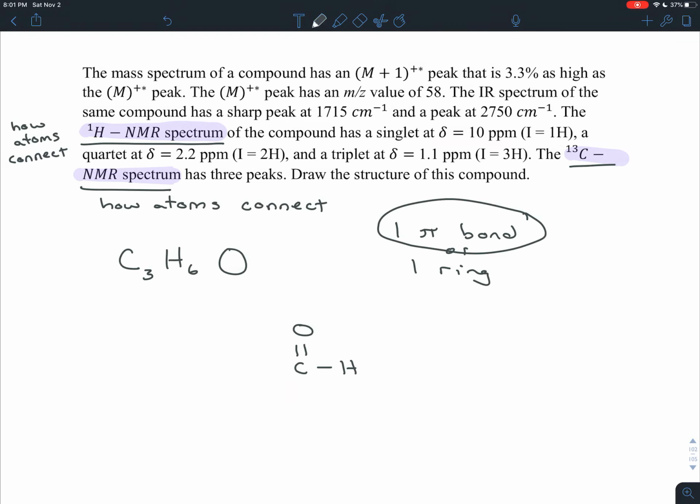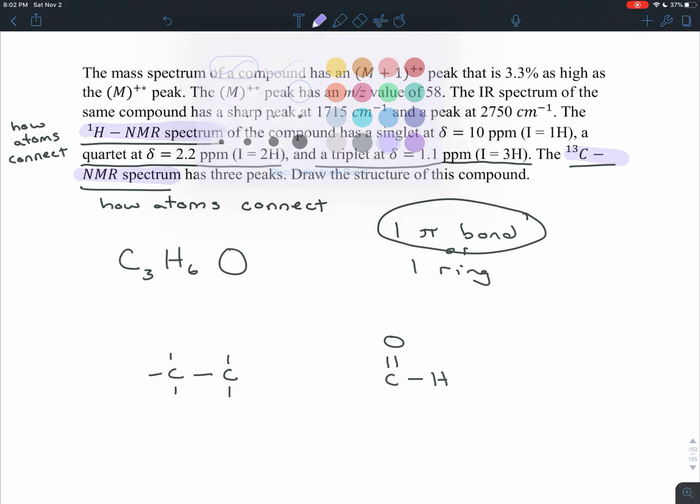Okay, next. It says we have a quartet at 2.2, there are 2 hydrogens in that, and a triplet at delta equals 1.1, there are 3 hydrogens in that environment. A quartet and a triplet is one of the 3 patterns that you want to remember. Remember, a quartet and a triplet, especially if the integration is 2 for the quartet and 3 for the triplet, that is an ethyl group. Oops, ethyl. So C, C. One of the carbons has 3 hydrogens, and one of the carbons has 2.